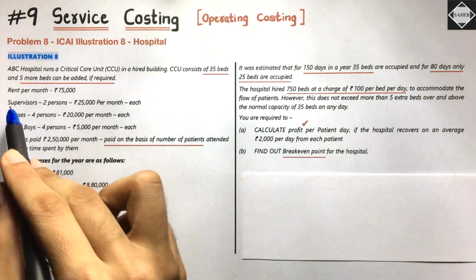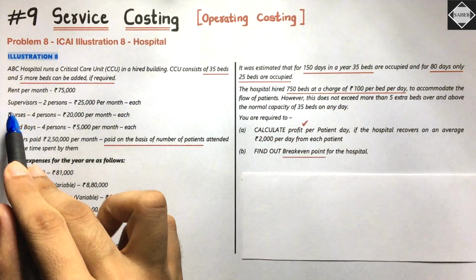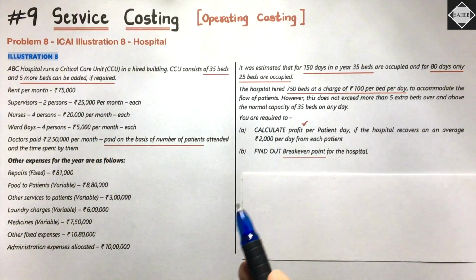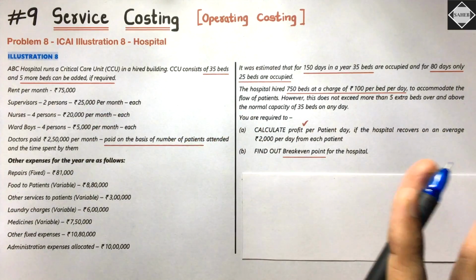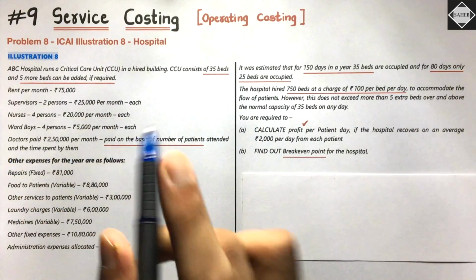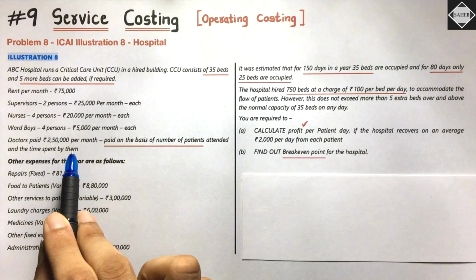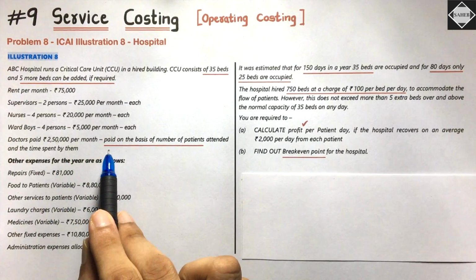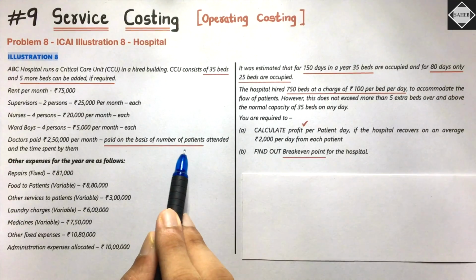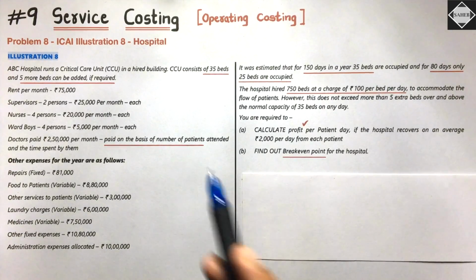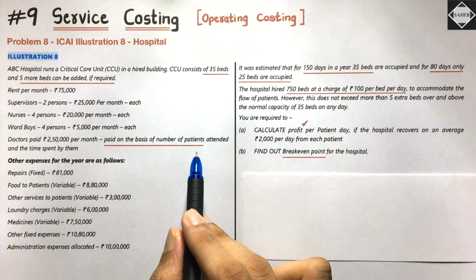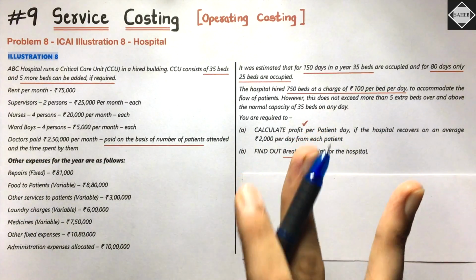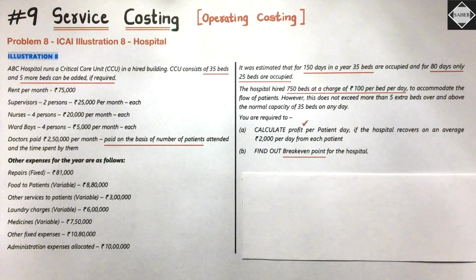Okay, so rent is what? Per month, fixed cost. Supervisor salary, nurses salary, ward boy salary, per month they have said. So all that is fixed cost. But you see, doctors, it's a bit tricky. In doctors, they have said per month, but right after that, what they have said: paid on the basis of number of patients attended. So that is why this is variable cost. It is not fixed cost. Okay, students get confused over here. It is not fixed cost.